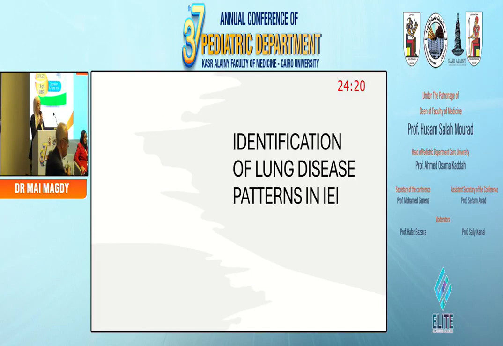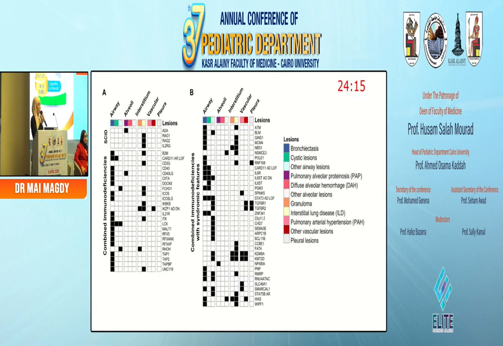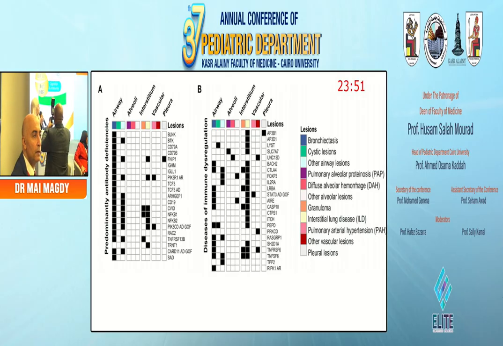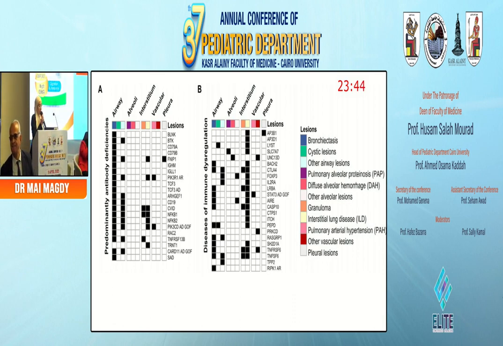Regarding the identification of the lung disease pattern in IEI patients, as you can see in this figure, the most commonly affected part of the lung in patients with combined immunodeficiencies is the airway, with bronchiectasis as the most common manifestation in those patients. Interstitium is also affected, but of course less than the airways. In patients with predominantly antibody deficiencies, the airways are the most affected part, with bronchiectasis in almost all the patients with antibody deficiency.